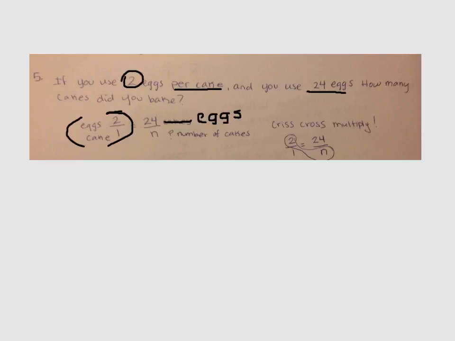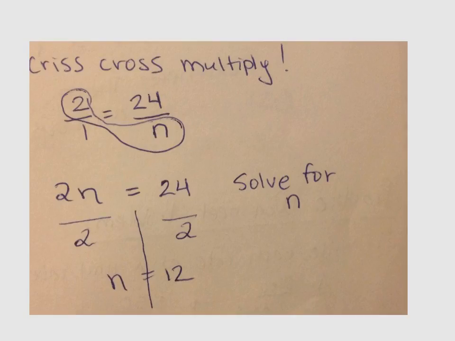And here's how you do it. You crisscross multiply. So you always go diagonal. So the top number crosses over to the bottom number here, and you multiply these two. 2 times N is 2N. Okay, so here we have our 2N.